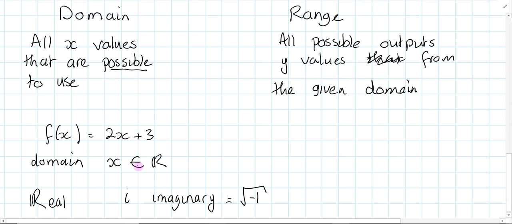Now, if I then said the domain is this, what is the range? So I'm saying y is any real number as well. Why would I say that? Because if the input is a real number, then the output must be a real number. And how do we know that? Because there's no input that you could possibly put in that would get i.